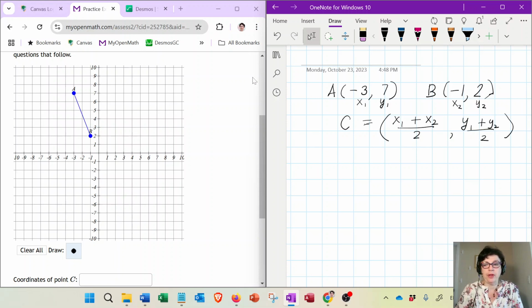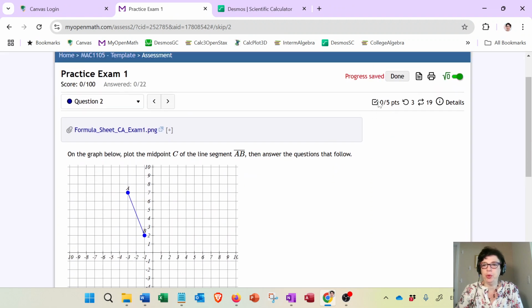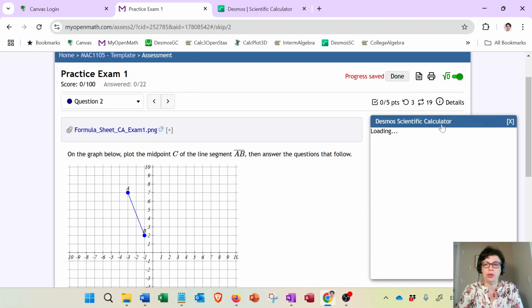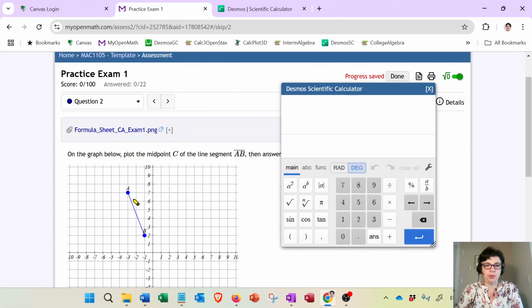Now you will have access to the Desmos calculator. When I'm splitting screen, you really cannot open it in a sidebar, but if it's full screen, if you scroll up over here to the little page and on the top right, you will see that Desmos Scientific Calculator is available, and it can hover over. Right? So you can just open it and move it around. And I just want to compute the averages.